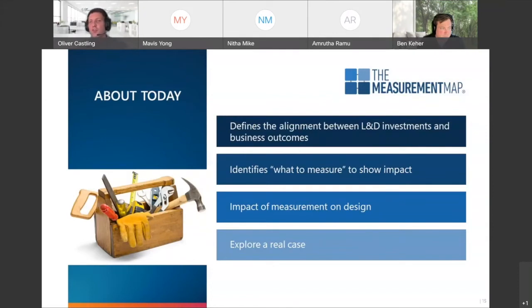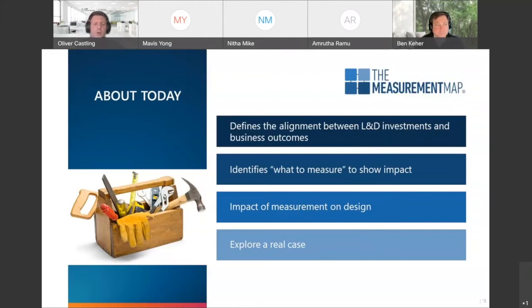After our time today, I want you to walk away with one more tool in your toolbox, a measurement tool called the measurement map. And we're going to show how the map defines alignment between your investments and business goals. We're going to see how the map identifies what to measure, what metrics we can actually show, and also the causal chain of evidence between our investment and the goals. And we're also going to do a quick little activity so you can see how a map actually gets built, so you can start practicing at your own organization.